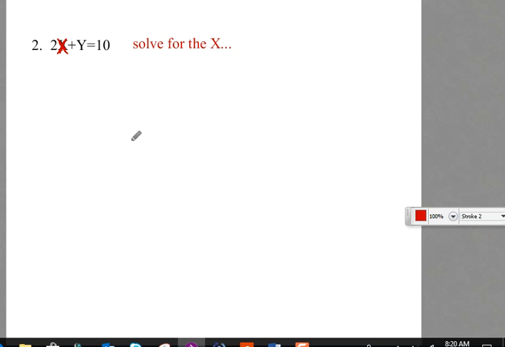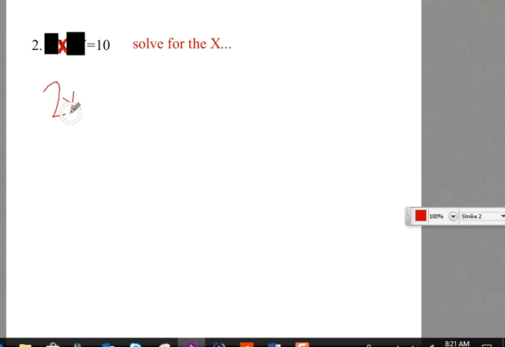Now let's think about what we need to get rid of if we want the x to be by itself. Well, we're going to have to get rid of this term, right? We're going to have to get rid of the plus y. Remember, you always get rid of the addition or subtraction part first. And then we're going to have to get rid of the multiplication of 2. So if we can get rid of the plus y and the multiplication of 2, then that is going to leave us with our x all by itself, right? So let's go ahead and do that.